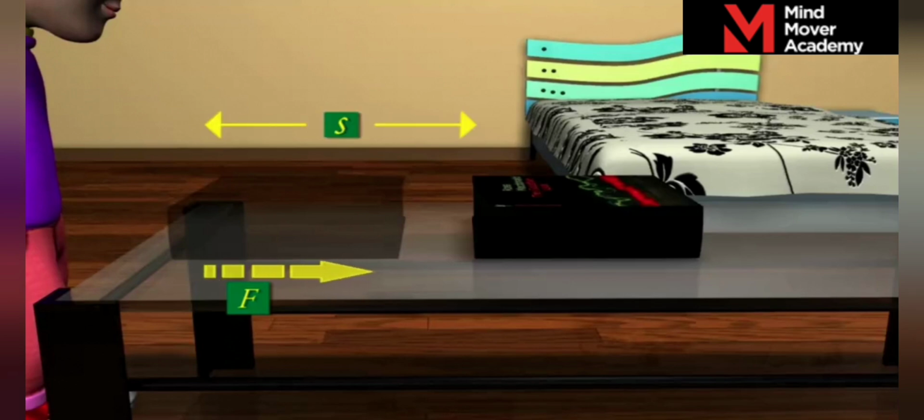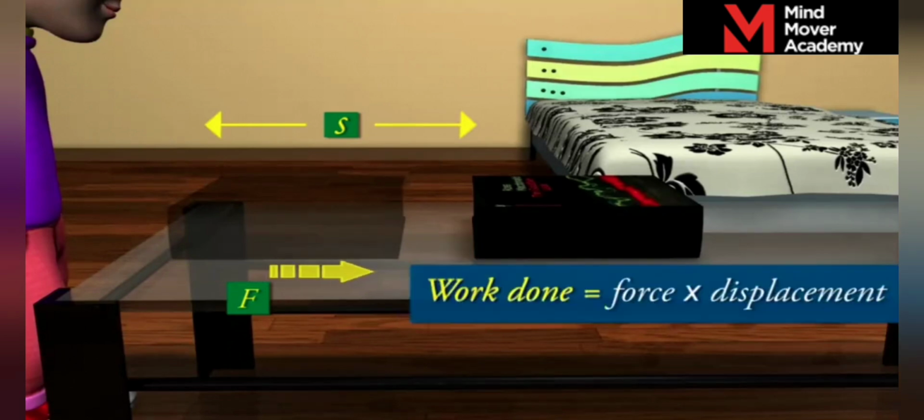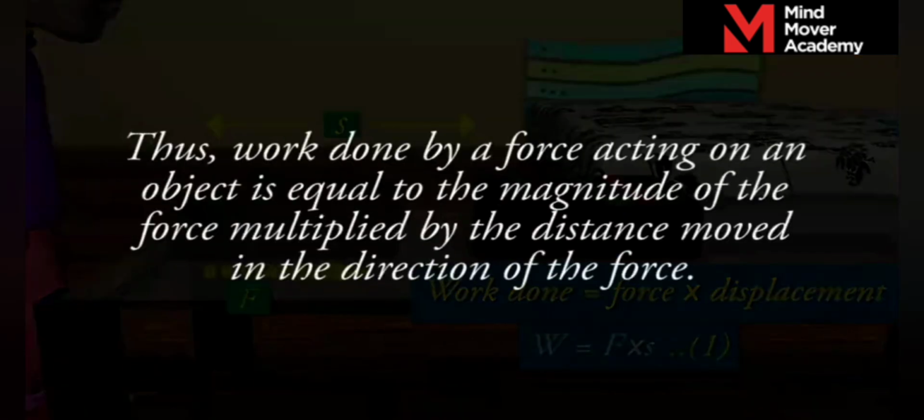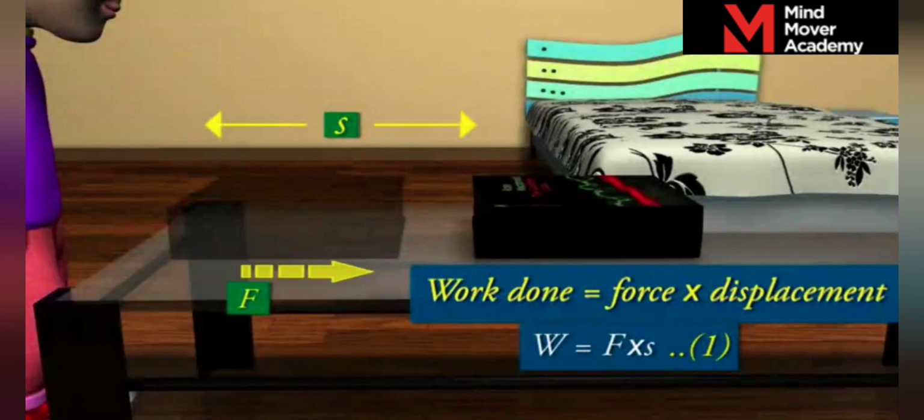We define work to be equal to the product of the force and displacement. Work done is equal to force into displacement. W is equal to Fs. Let us label it as equation 1. Thus, work done by a force acting on an object is equal to the magnitude of the force multiplied by the distance moved in the direction of the force. Work has only magnitude and no direction.